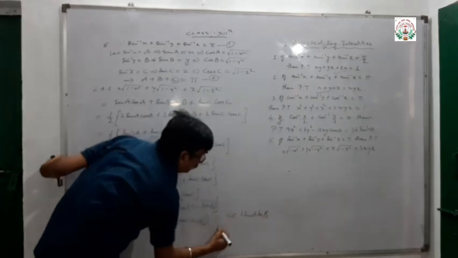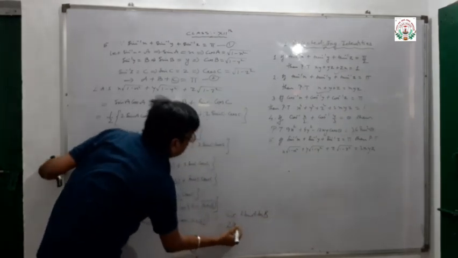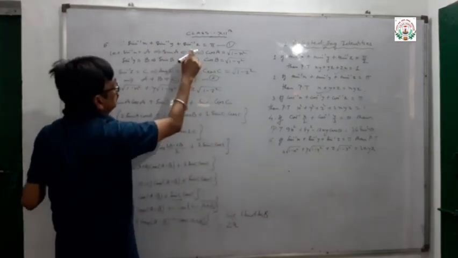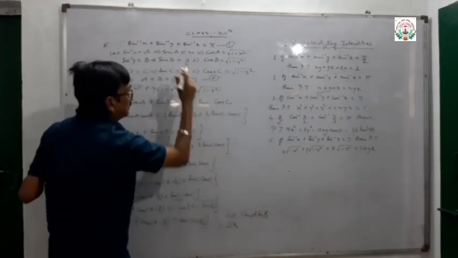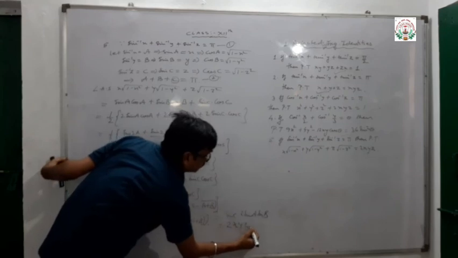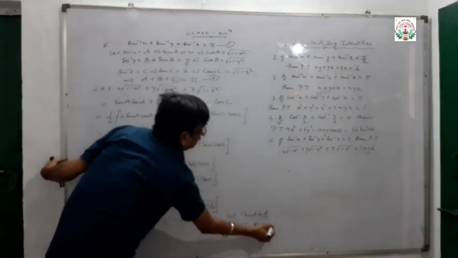So we get 2 sin A sin B sin C. The value of sin A is x, the value of sin B is y, the value of sin C is z. So this becomes 2xyz, that is our RHS.